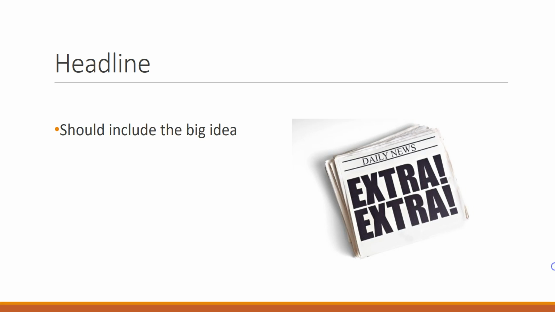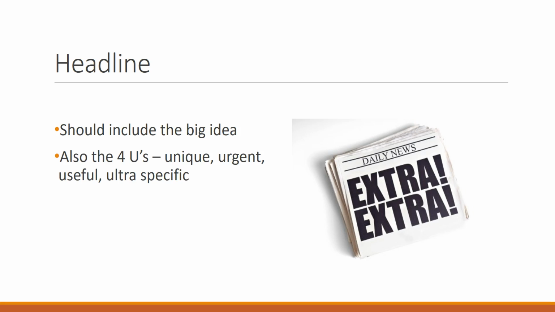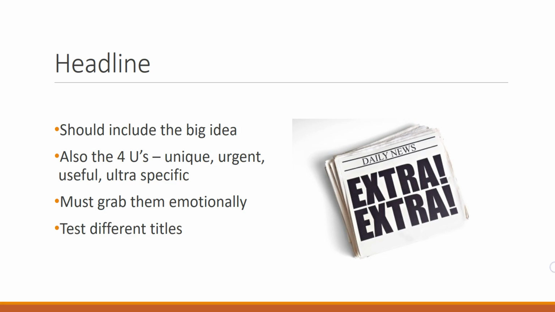Okay, so we'll start with the headline. It should include the big idea in some fashion. Be sure that it meets the 4 U's. So the title is unique, urgent, meaning that it's encouraging them to do something now. It's useful, whatever you're saying, and it's very specific. And this is going to be more about the target audience. So it's going to be something specific to the group of people that you're trying to reach. You must grab them emotionally with the title. You want to test different titles because you never know which ones are going to work.